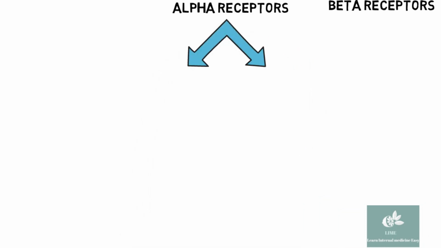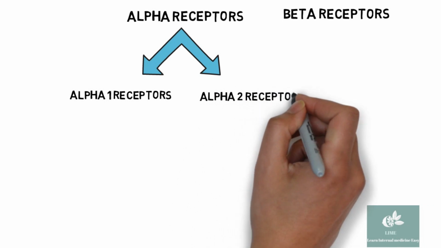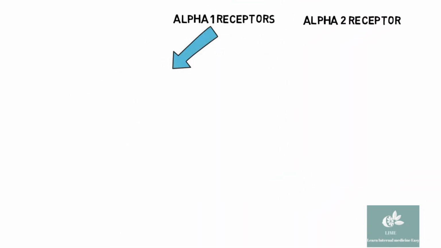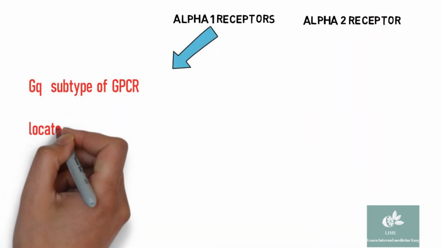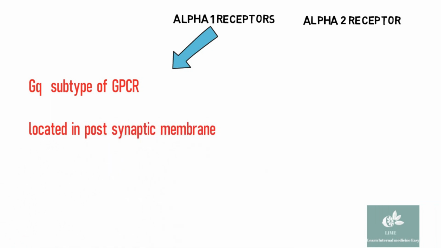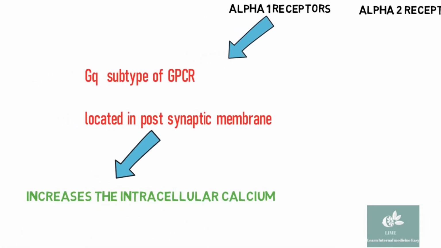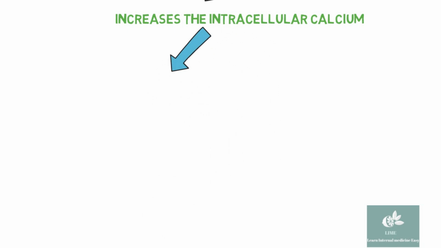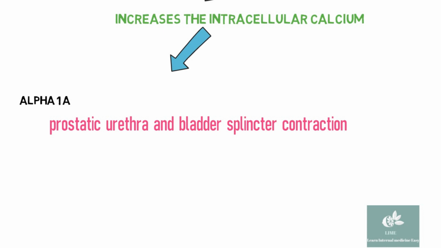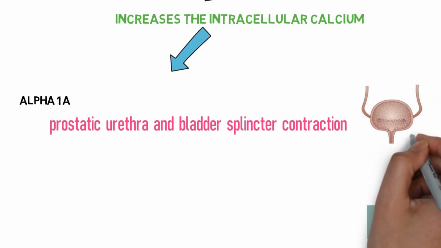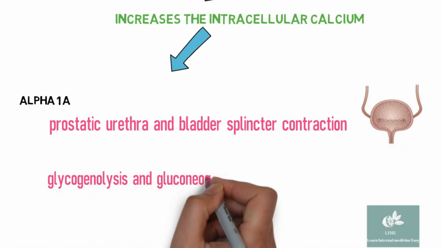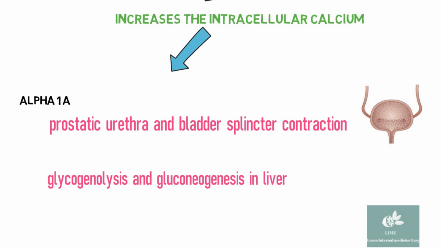Alpha receptors are of two subtypes, alpha 1 and alpha 2. Alpha 1 receptors are Gq subtype of G protein coupled receptors and are located in the postsynaptic membrane. Stimulation of these receptors results in an increase in intracellular calcium concentration, which causes contraction. Alpha 1 stimulation causes prostatic urethra and bladder sphincter contraction, and in the liver it causes gluconeogenesis and glycogenolysis.